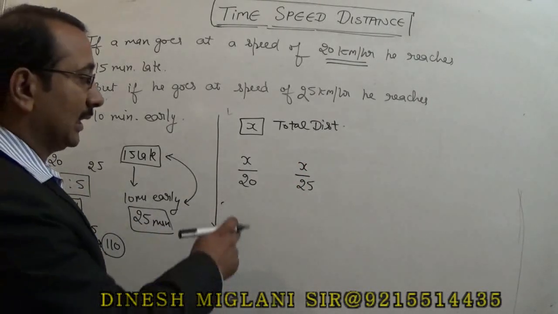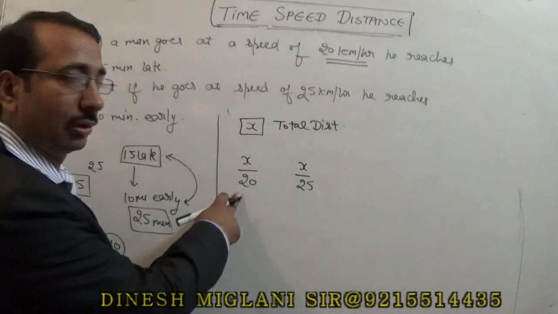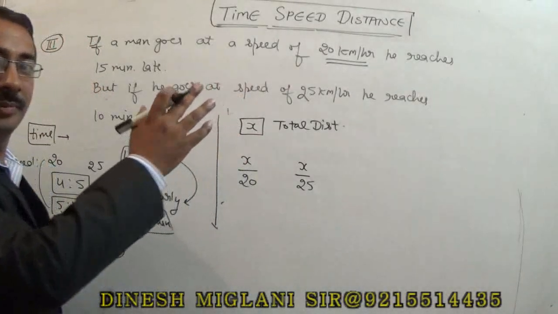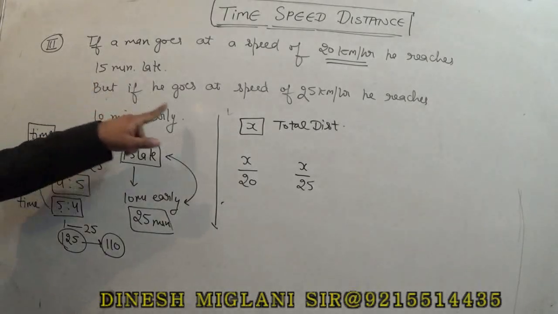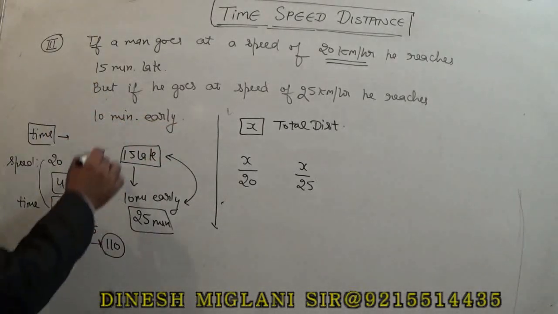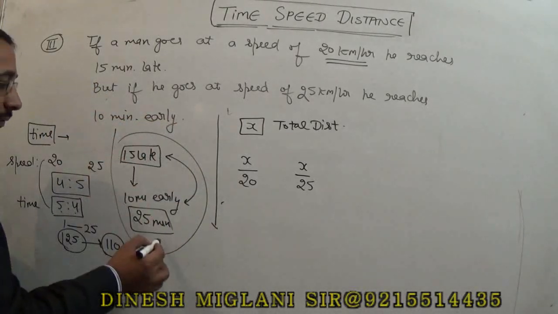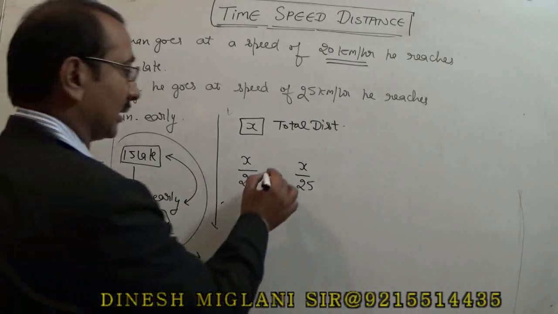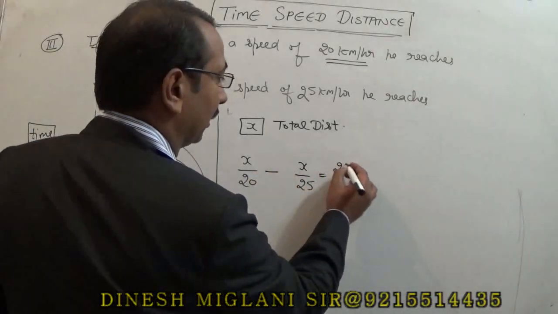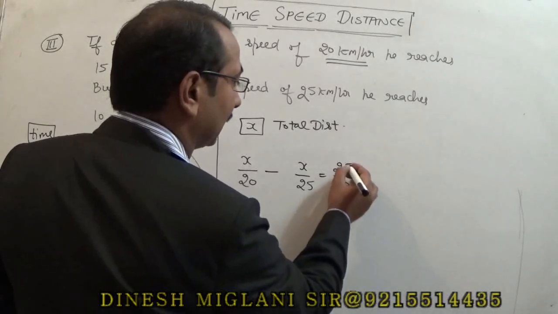Now we can say that when speed is less, time taken will be more. We try to find the difference in their time. Here he was 15 minutes late, here he is 10 minutes early. Same case we consider, which means the difference in their timing would be 25 minutes. So I can say just subtract, and this equals 25 minutes. We divide it by 60.